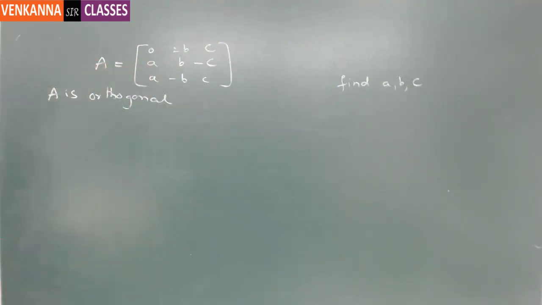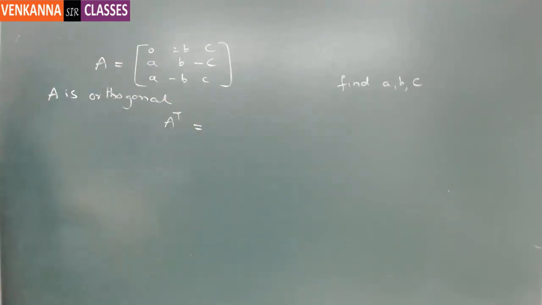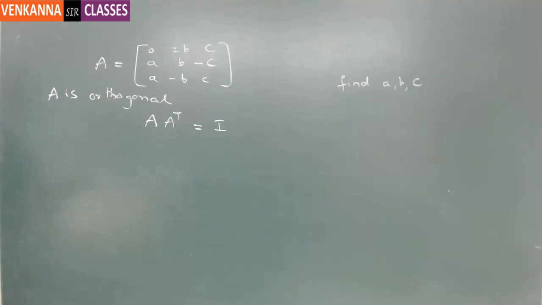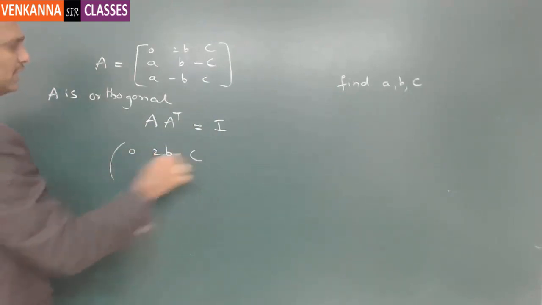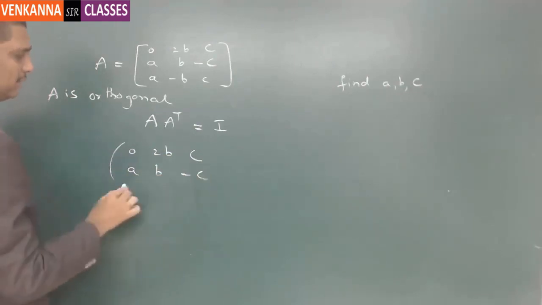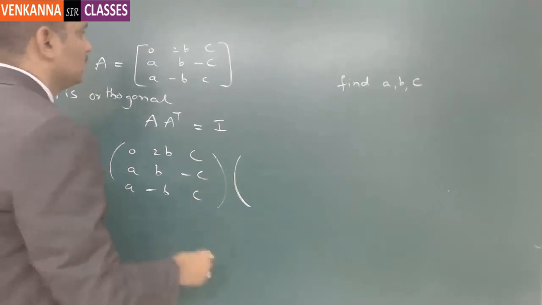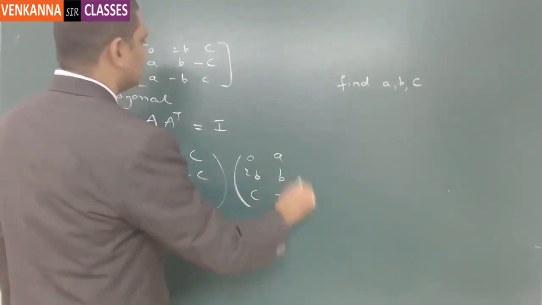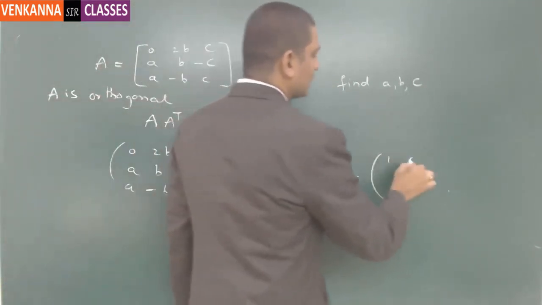So what you have to do? You need to calculate A transpose. Since A is an orthogonal matrix, we will have A into A transpose is equal to I. So if you substitute the values there, it will be 0, 2b, c, a, b, minus c, a, minus b, c into 0, 2b, c, a, b, minus c, and a, minus b, c, and this is equal to the identity matrix.